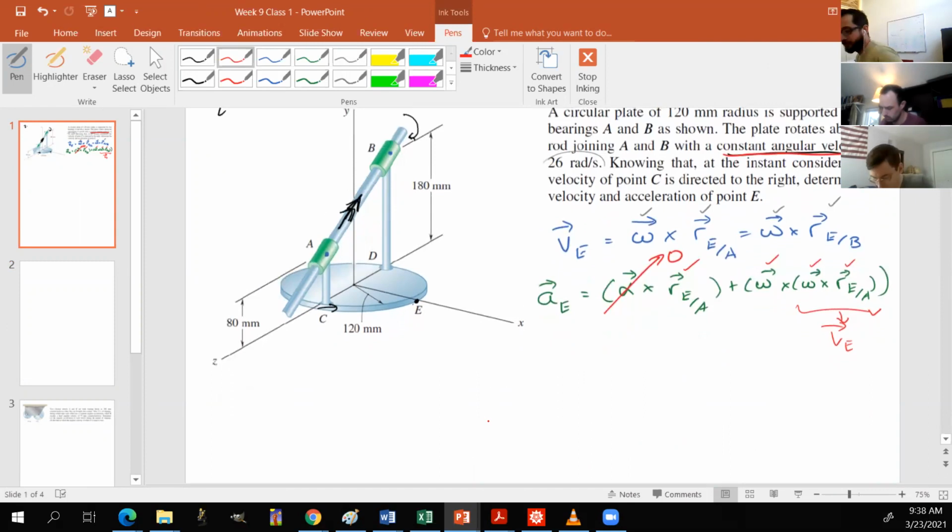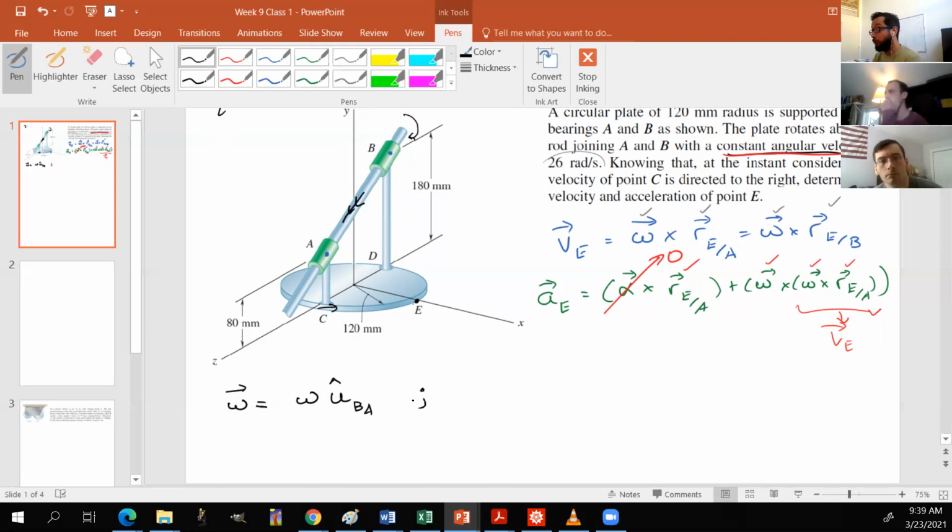So let's get into it. First things first, let's define our angular velocity. The angular velocity is going to equal this angular constant over here, which is 26 radians per second. I'm just writing that as omega times the unit vector. The axis of rotation, because it's moving to the right, is in the opposite direction of what I was saying. So it's U of B to A, basically the unit vector in the direction of BA.